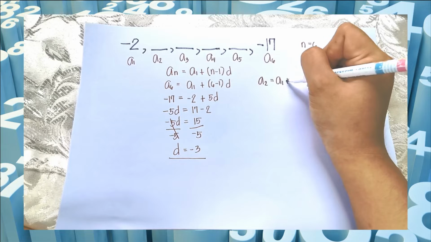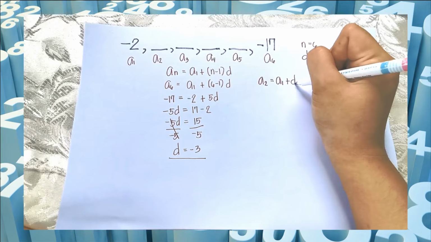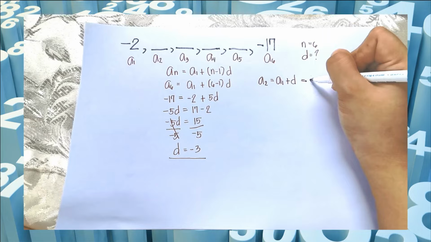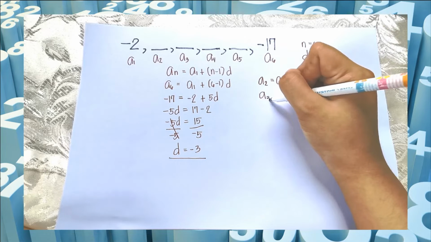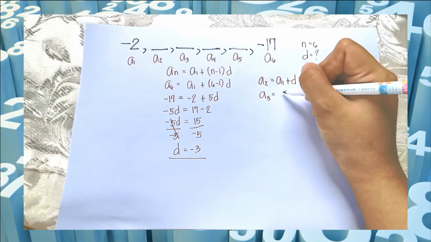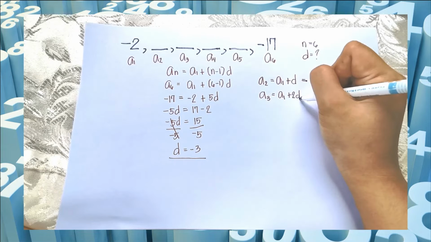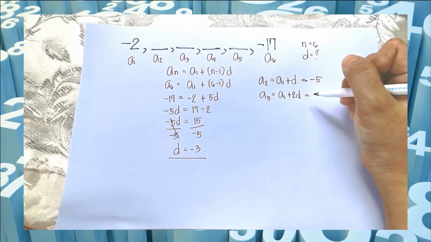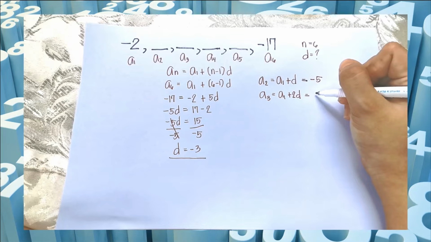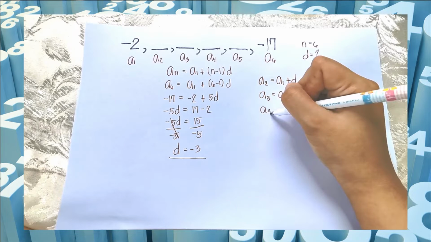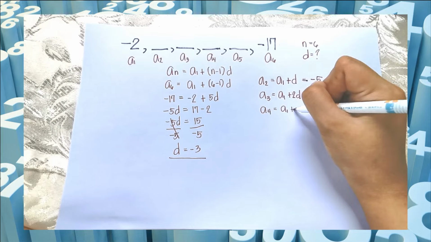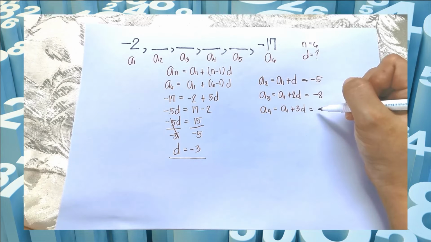Now that we have the value for the common difference, we can now determine the values of the missing arithmetic means. We know that the second term is equal to the sum of the first term plus the common difference. So we have -2 plus -3, we have -5. The third term equals a sub 1 plus 2d. -2 plus -6 equals -8.